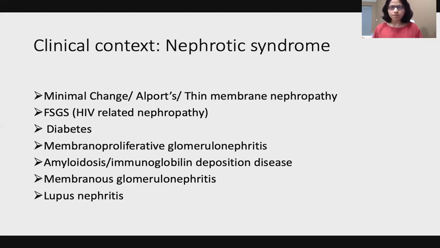One of the pigeonholes is nephrotic syndrome, and several diseases can cause nephrotic syndrome. I've just laid them down here before you. It's not all inclusive, but these are the most common ones. So it can be from minimal change disease, membranous nephropathy, FSGS, diabetes, etc.